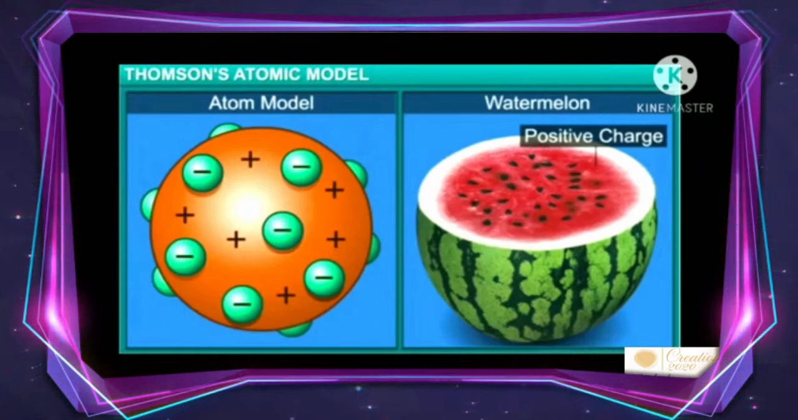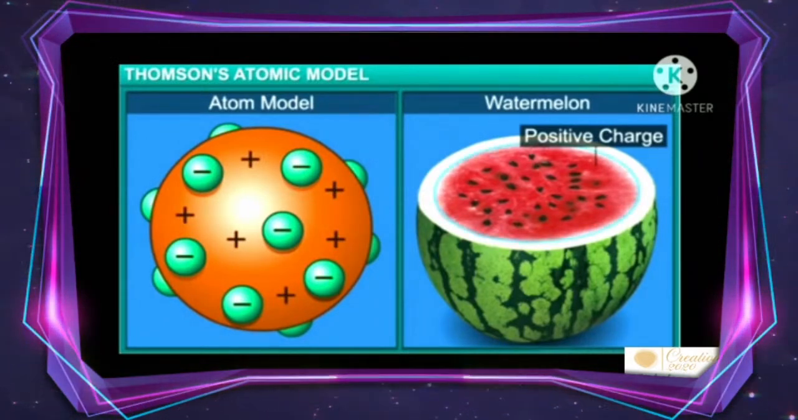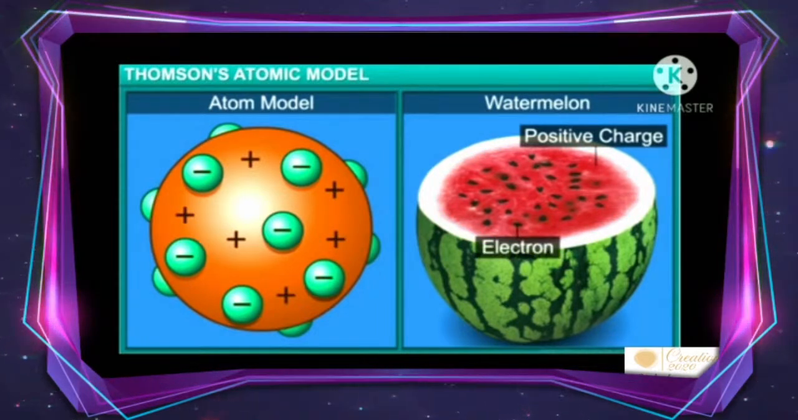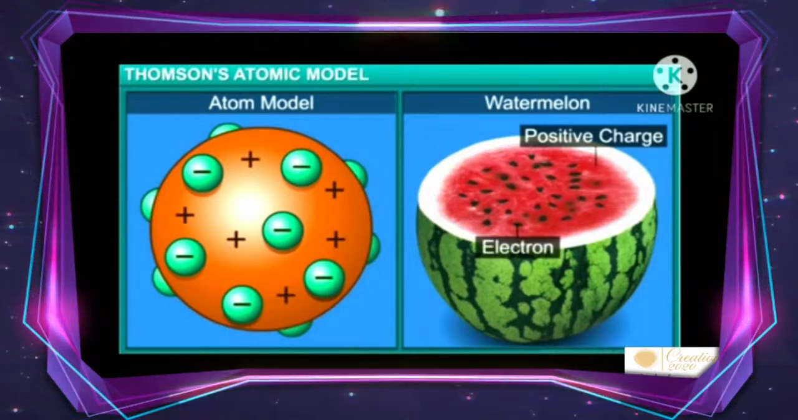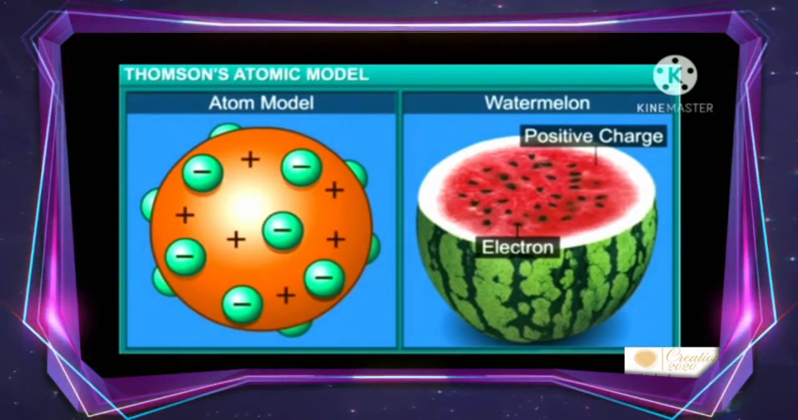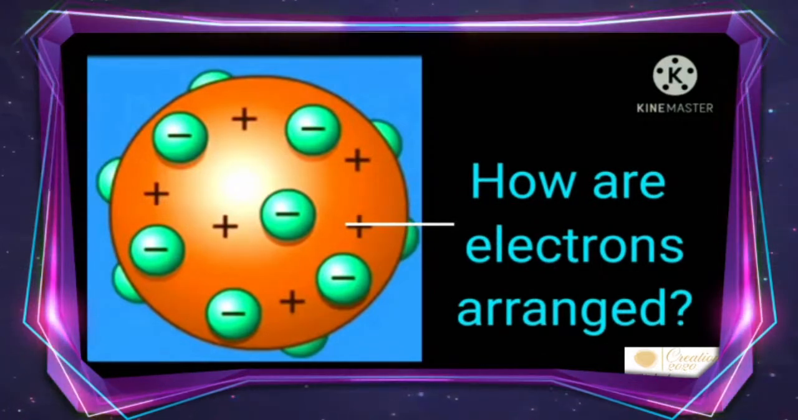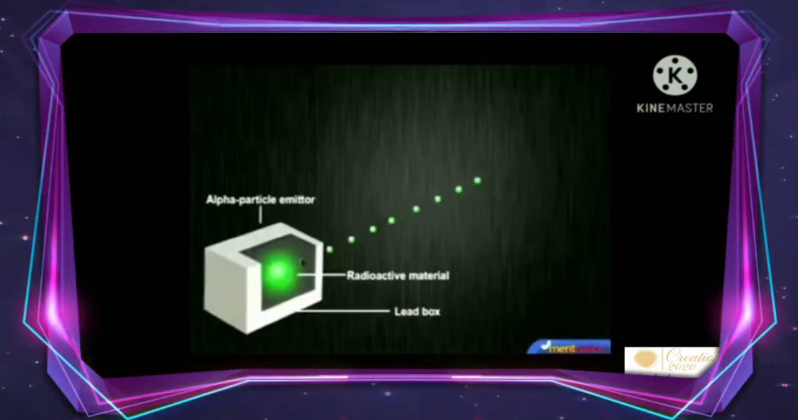Thomson's model of an atom compared an atom to a watermelon. The positive charge is spread all around like the red pulpy juice of the watermelon. Electrons are embedded in the atom like the seeds of a watermelon. He wanted to know how the electrons were arranged in an atom.